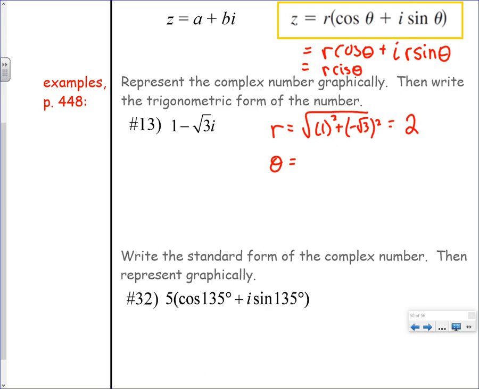Now how do I find theta? Magnitude, or the r, is pretty simple if you remember the Pythagorean theorem using a and b. How do I find theta though? Inverse tangent. Negative root 3 over 1. Good. Of b over a. Now you could be super snazzy and say, that's the unit circle. Square root of 3 over 3, 1 square root of 3. It's a 60 degree.